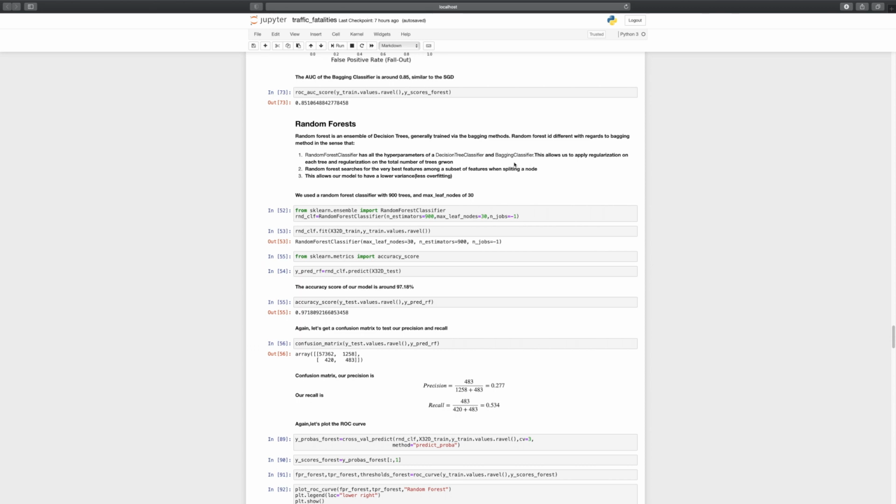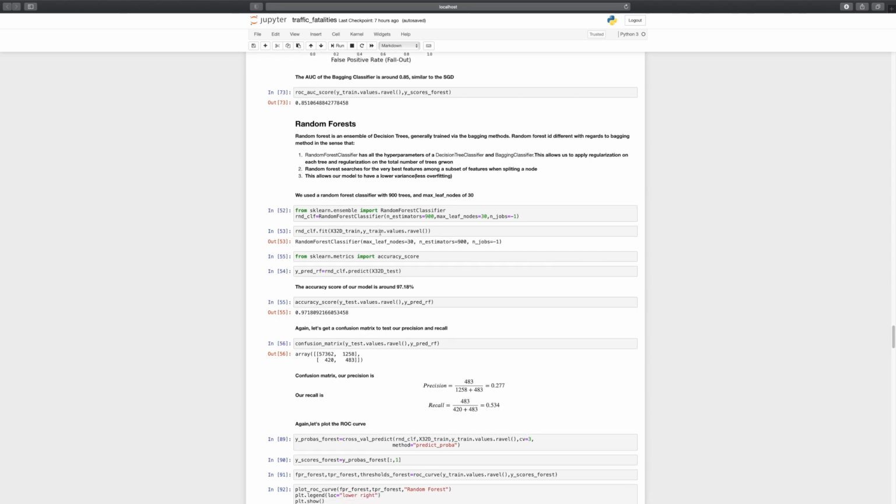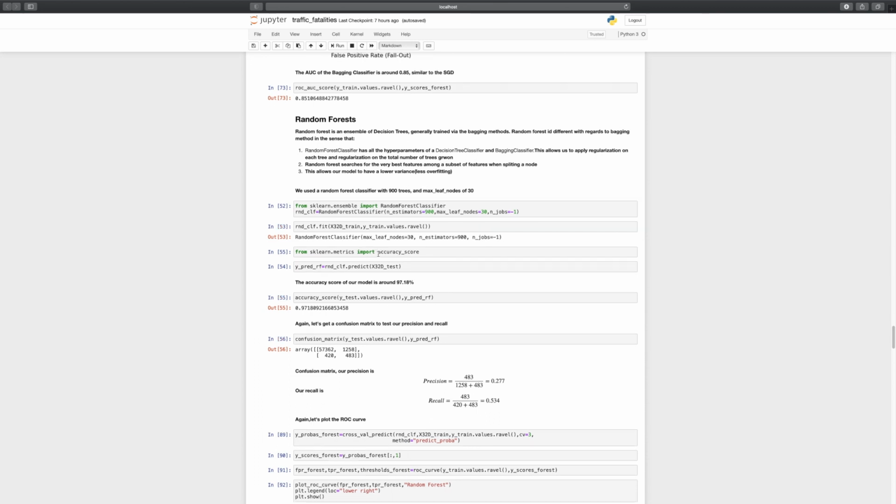So we are able to adjust both the decision trees used for each of the decision tree classifiers inside the random forest, and also the random forest classifier itself, such as the estimated number of trees grown. We can apply regularization techniques, also called pruning, on each tree to prevent overfitting. Random forest also searches for the best feature among a subset of features when splitting a node. This causes more randomization, and this allows our model to generalize better.